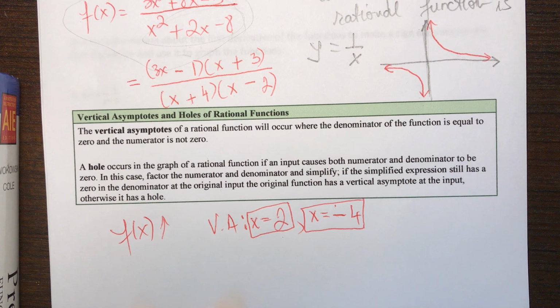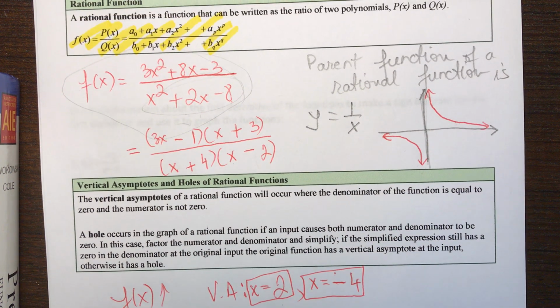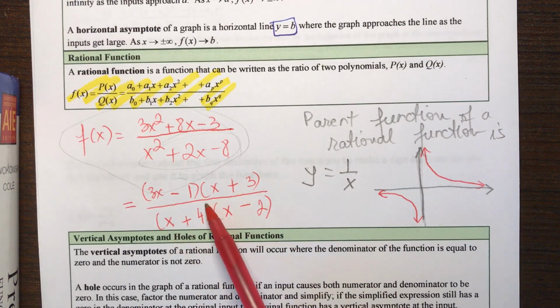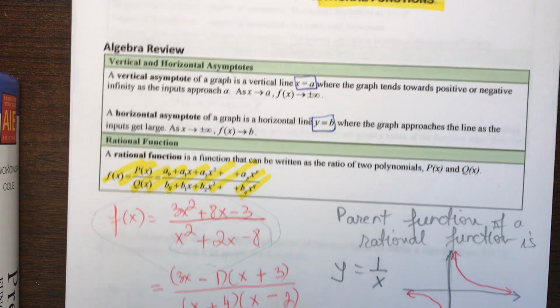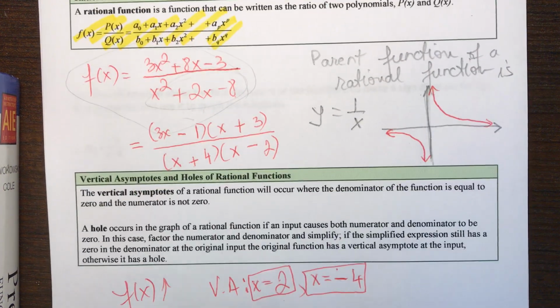All right, so it says a hole occurs in the graph, exactly as I said, if you should have a factor that reduces, okay? All right, so not for this one, not specifically for this problem, right?